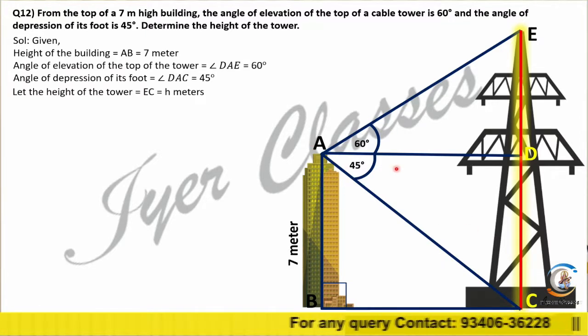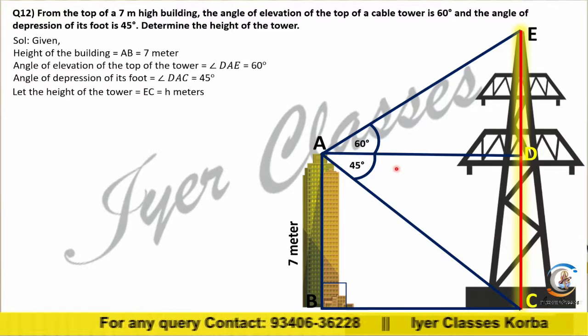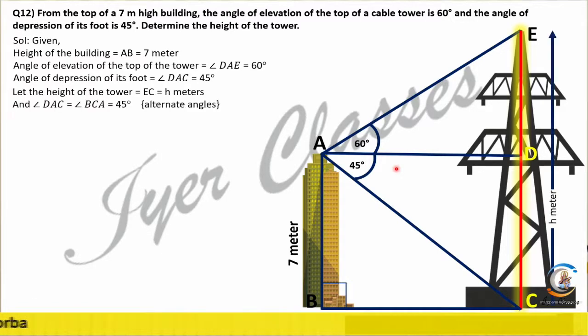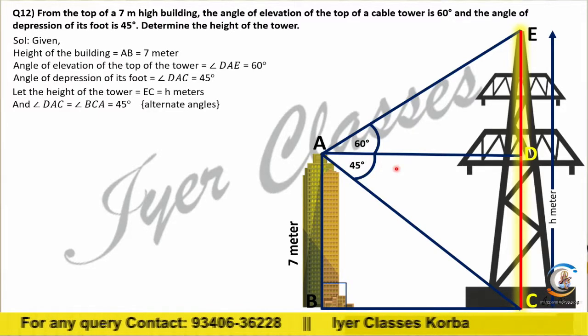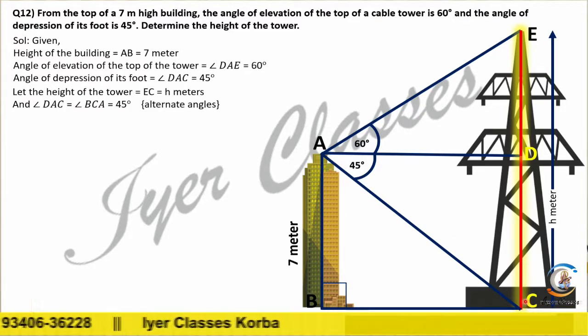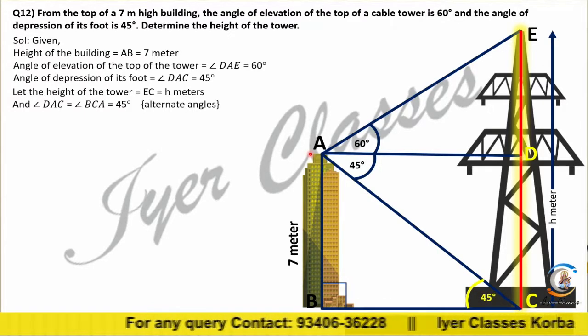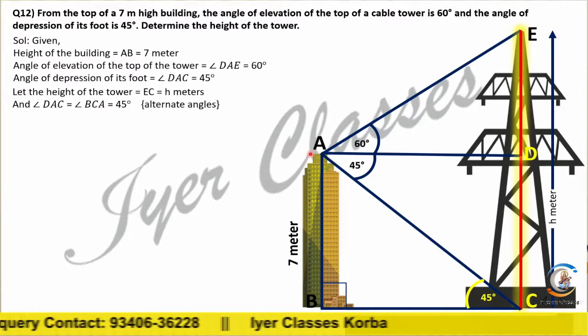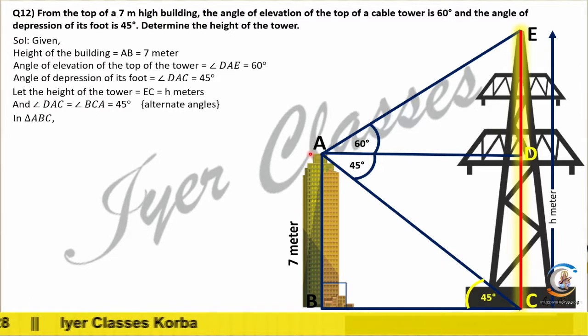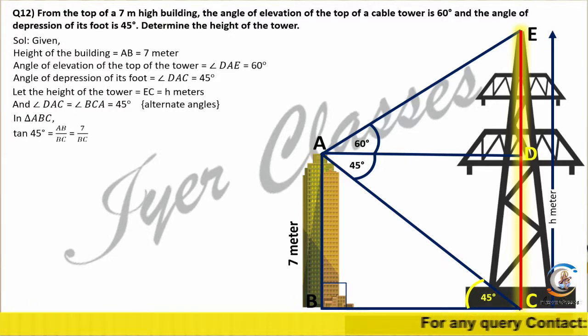Right? Let the height of the tower AC be h meters, and we are given that angle DAC is equal to angle BCA. DAC, this one, and angle BCA, being alternate angles, these two angles are going to be equal. So which triangle should I consider? Triangle ABC.